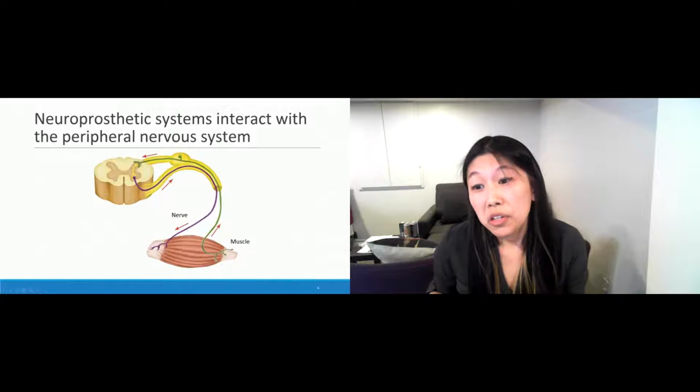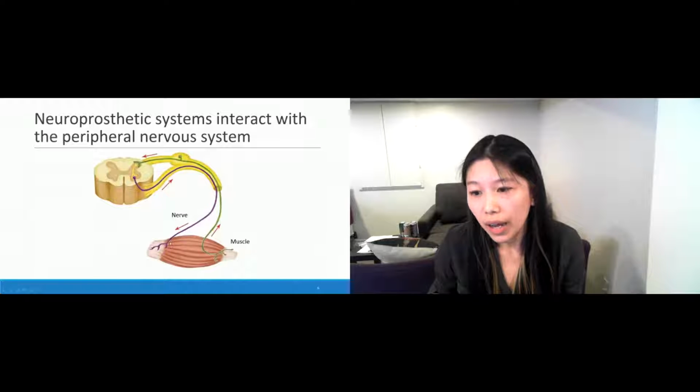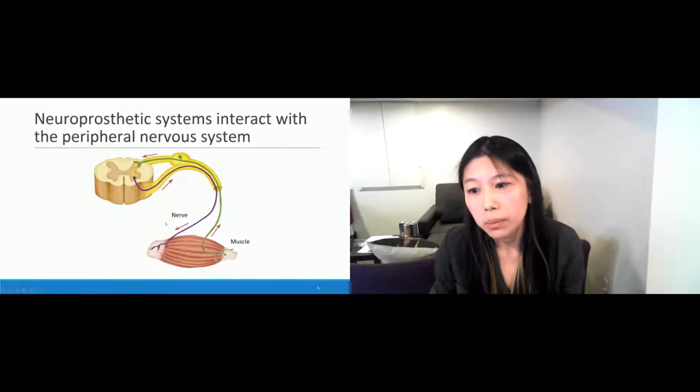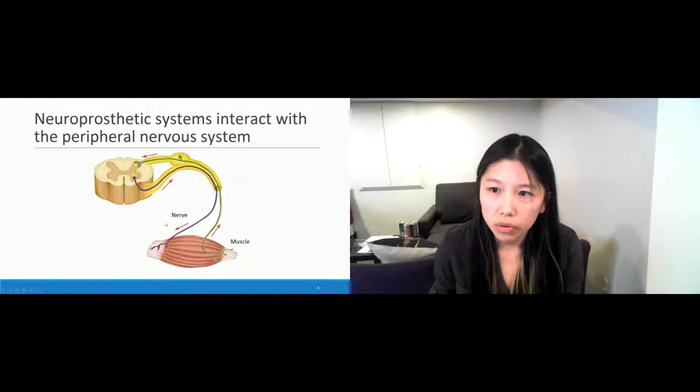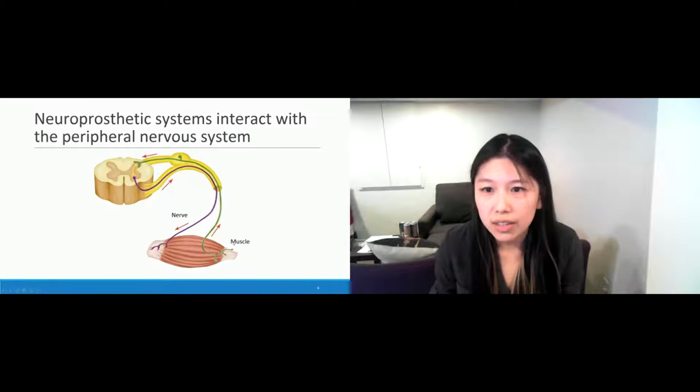This is a little cartoon schematic of the peripheral nervous system, starting from the alpha motor neuron in your spinal cord, coming down to your nerve, going to your muscle, and then coming back to the spinal cord. So neuroprosthetic systems will need to interact with this peripheral nervous system, and this gives us two main places where you can interface with the peripheral nervous system, and that's the nerve and that's the muscle.